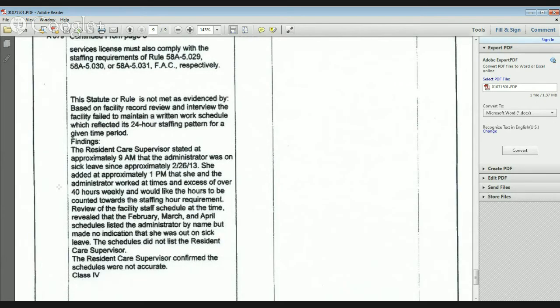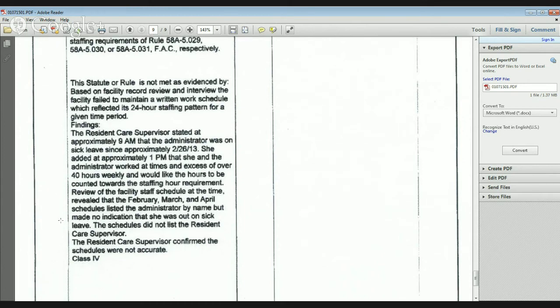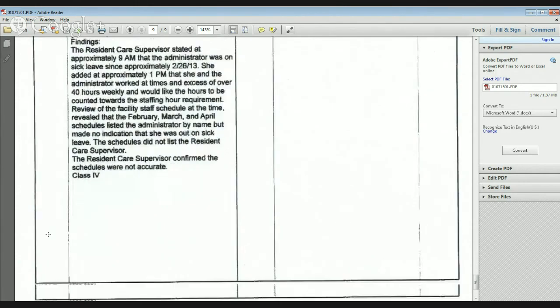Yeah, they said the resident care supervisor stated that the administrator was on sick leave since approximately February 26th, and that she and the administrator worked at times in excess of 40 hours weekly, and would like the hours to be counted towards the staff hour requirement. Review of the facility staff schedule revealed that in February, March, and April, schedules listed the administrator by name, but made no indication that she was out on sick leave. The schedules did not list the resident care supervisor. So they admitted that the schedules weren't accurate.